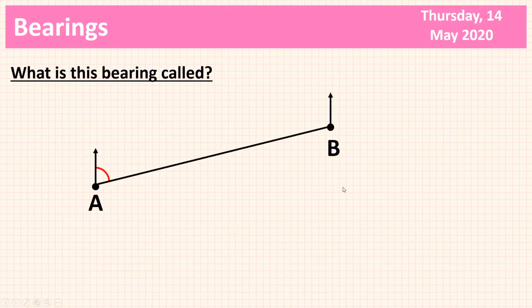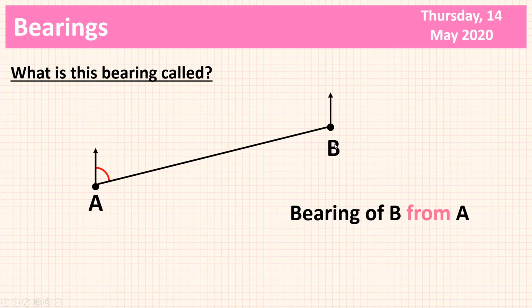So let's have a look at how we would talk about bearings and what bearings would be called. So here we've got a bearing drawn, we've got our north lines, and we are measuring clockwise. But what is this bearing called? Well, this bearing is called B from A, and the word from is the most important word. This is the key word in this bearing.